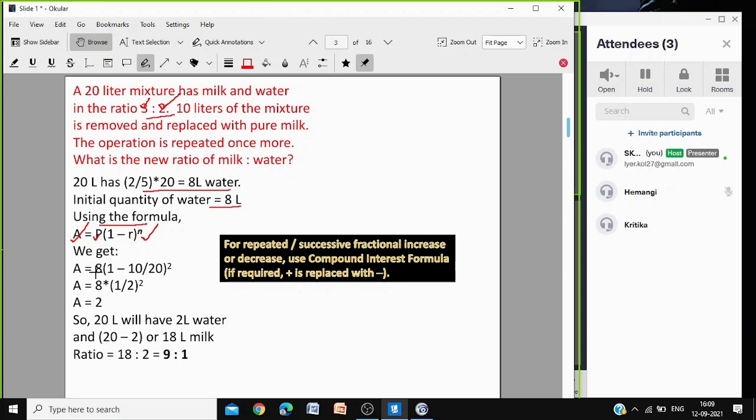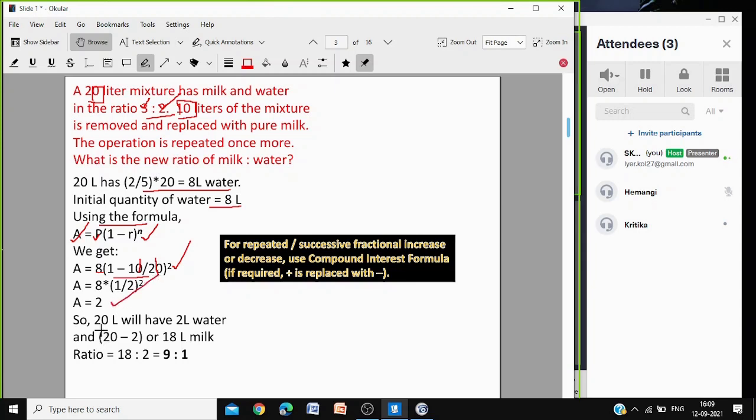So we get 8 liters as the initial quantity, the so-called principal. 1 minus R is 10 by 20. Each time you are removing half of the mixture. 10 out of 20, that means you are removing half. So 10 by 20 whole square, because you are performing the operation 2 times. The 0s will cancel. You will get 1 by 2 whole square, that is 1 by 4. So 8 multiplied by 1 by 4 is 2 liters.